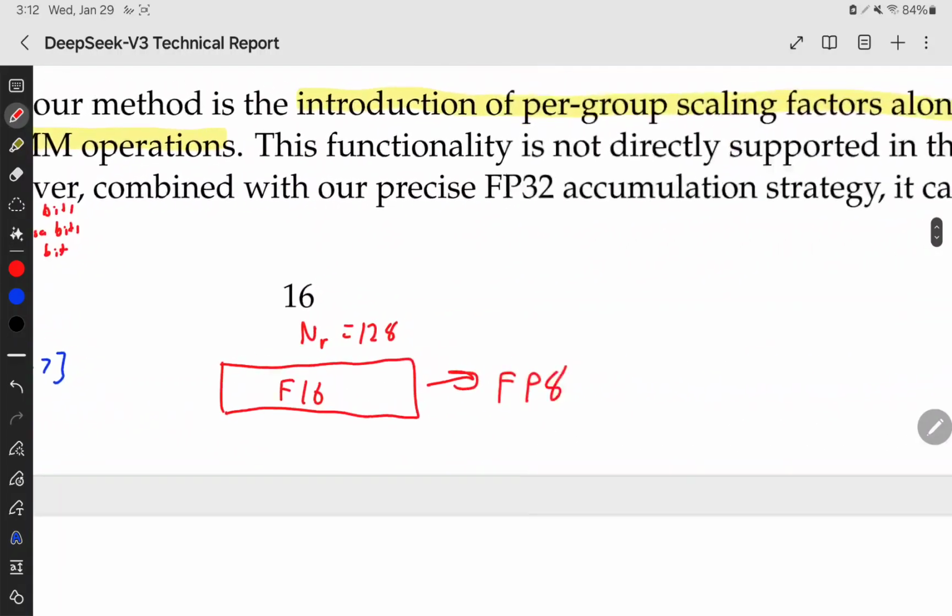Now, they use E4M3 mostly. So what this is saying is we have 4 exponent bits and 3 mantissa bits, and that's how you want to cast it. So the highest value you can store in here is much, much lower than the values you can store here.